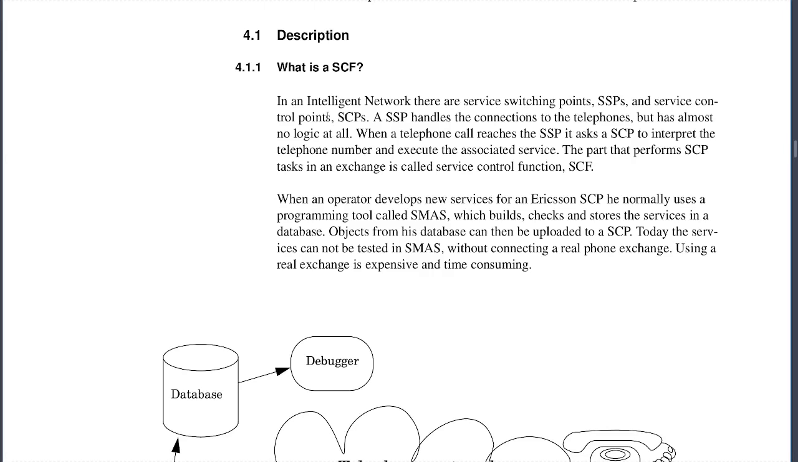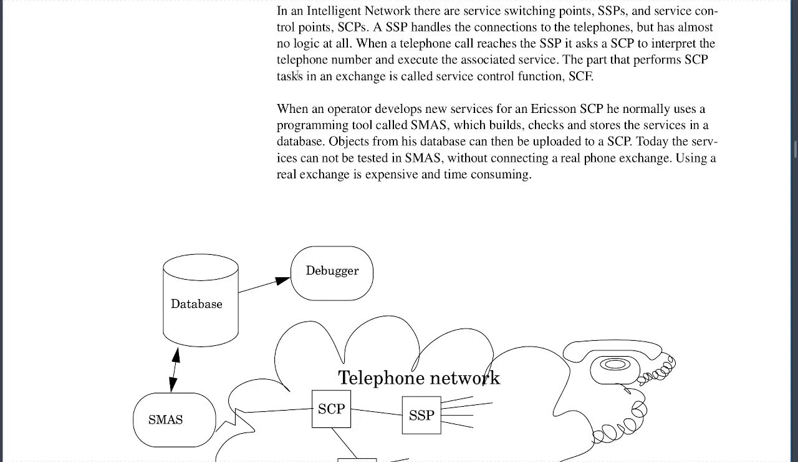What is an ECF? So in an intelligent network, there are service switching points, SSPs, and service control points, SCPs. SCP handles a connection to the telephones, but has almost no logic at all. When a telephone call reaches SSP, it asks a SCP to interpret the telephone number and execute the associated service. The part that performs SCP task in an exchange is called Service Control Function, or SCF. When an operator develops a new service for Ericsson SCP, it normally uses a programming tool called SMAS, which builds, checks, and stores the service in the database. Objects from this database can then be uploaded to SCP. Today, the services cannot be tested in SMAS without connecting your real phone exchange. Using a real exchange is expensive and time-consuming.